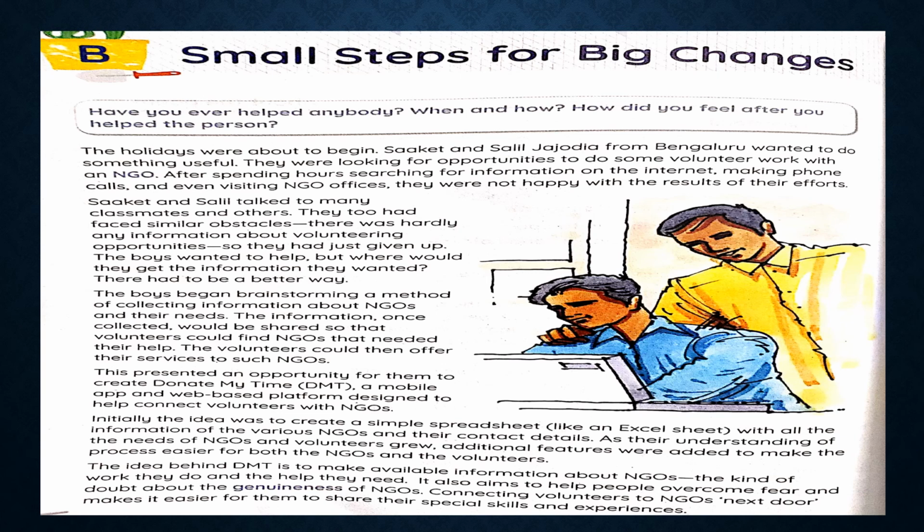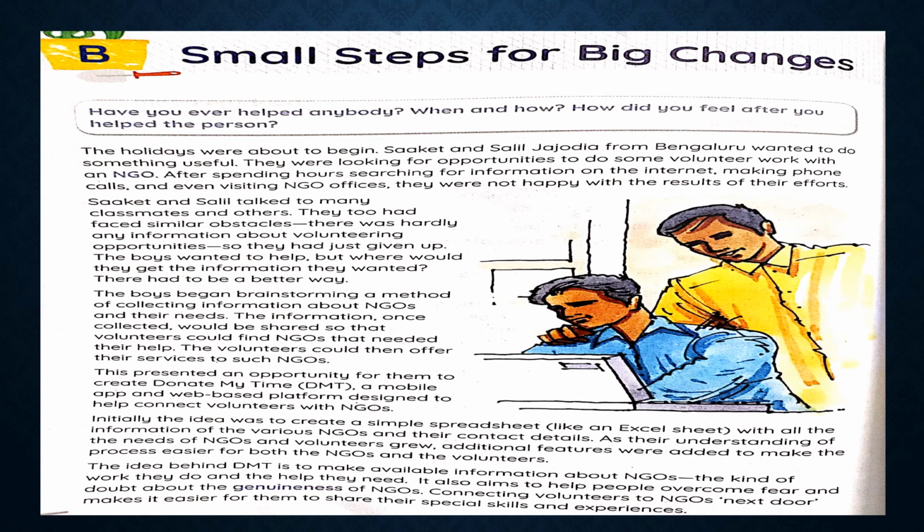Now Saket and Salil talked to other classmates and they also were facing the same problem. There was no information about where people can volunteer and how they can help NGOs. And so some of the students had given up, while these boys did not want to give up. They wanted to find more information, but where to do that? So they thought there can be a better way to find information about volunteering opportunities for students in NGOs.